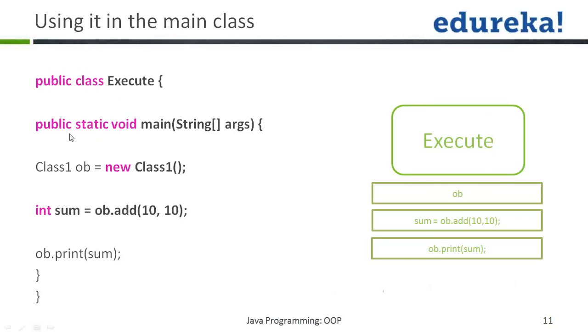In this main method, I created an object of Class1: Class1 ob = new Class1. I use int sum = ob.add, I'm calling that add function. I'll pass two integers, 10 and 10. It will give the sum and the sum will be saved here. Finally, I'll call the print function, that is ob.print, and I pass sum, so it will print the value.